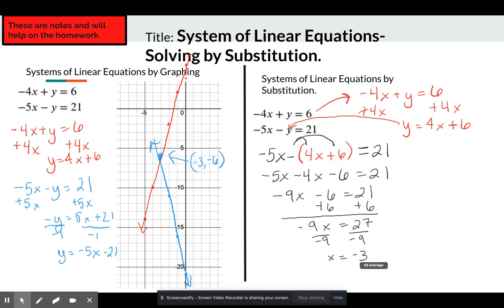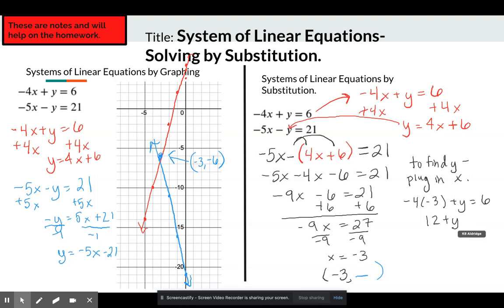Hey, cool. So currently, using this method, all we know is that our x equals negative 3. We still need our y. So to find our y, we just plug in negative 3 into any equation. Well, I'm going to choose the top equation just because I like it. So to find y, plug in x. So I have negative 4 times negative 3 plus y equals 6. 12 plus y equals 6. Minus 12, minus 12. Y equals negative 6. Amazing! Same answer.